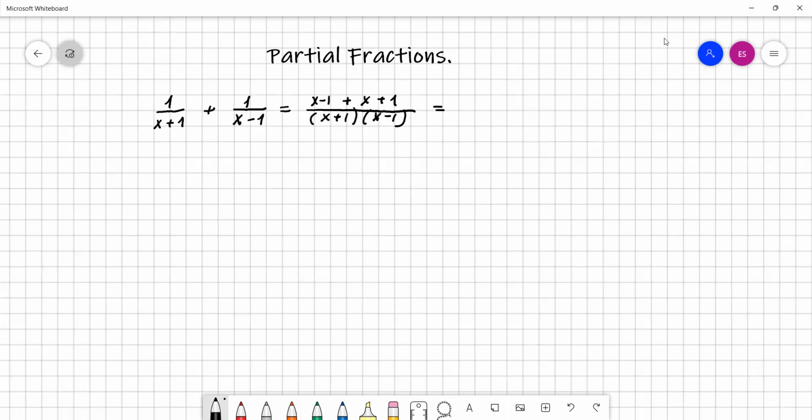I'm going to see that in the numerator, I can add x's and get 2x. And I can add numbers and get 0. And the denominator is going to be x plus 1, x minus 1. So two fractions are combined into one fraction. What we are going to learn in this section is how to go back. If somebody gives you one fraction, you can represent it as two fractions.